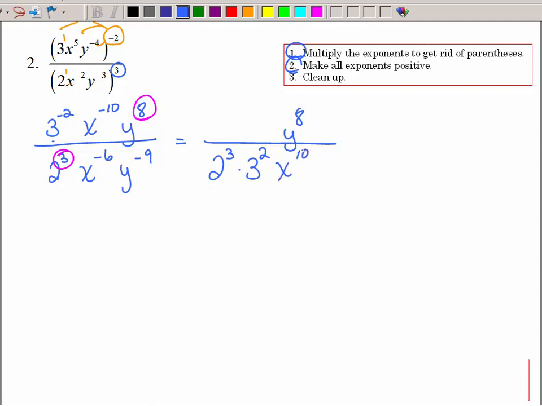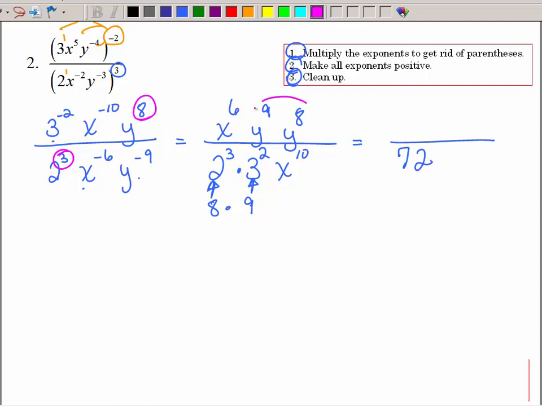X to the 10th moves to the bottom. X to the negative 6 moves to the top, and the y to the negative 9 moves to the top, and all those exponents become positive. Now I'm going to clean it up. So what is 2 to the third power? That's 8. And 3 to the second power is 9, and those are being multiplied, so that's 72.